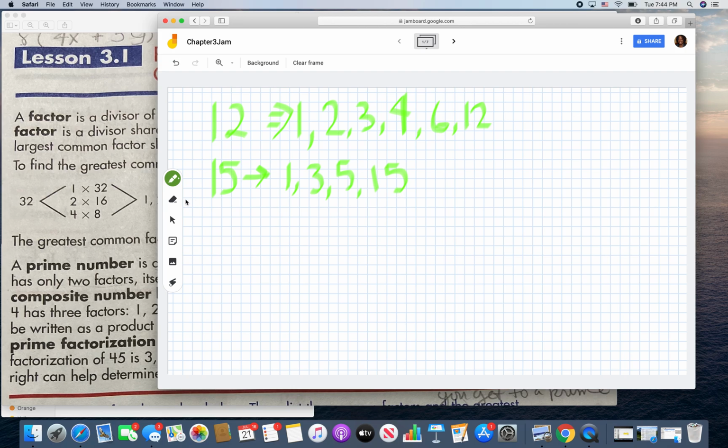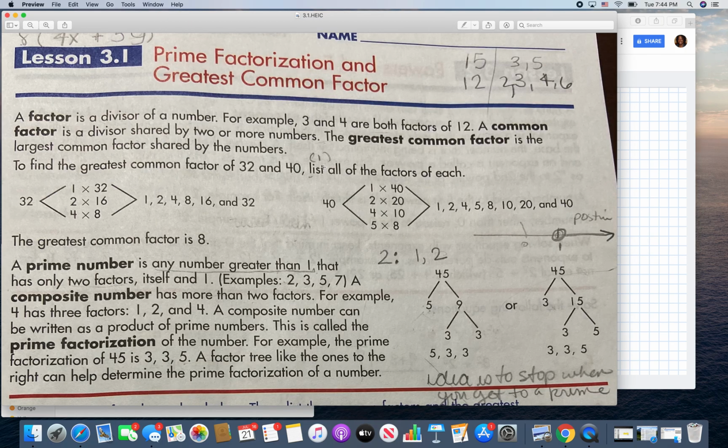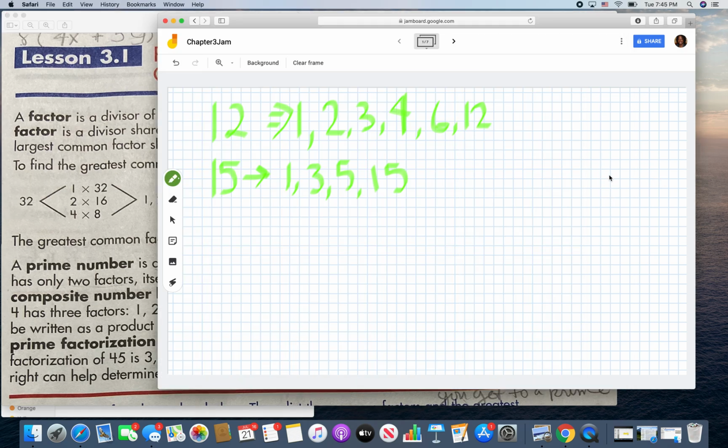Then they have another term here called the greatest common factor, and that's described right here. It's the largest number shared by two numbers. So if you want to know the greatest common factor of these two numbers, what is the largest number that they have in common? The greatest common factor here is what? Look at the two lists on the left. It's 3. So if I was looking at 12 and 15, the greatest common factor is 3.